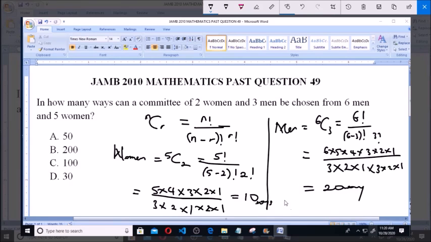Now therefore the committee of 2 women and 3 men can be chosen from 6 men and 5 women by multiplying the number of ways of getting 2 women from 5 women by the number of ways of getting 3 men from 6 men, which is 20, and this is equal to 200 ways. So therefore there are 200 ways to get a committee of 2 women and 3 men from 6 men and 5 women. So therefore the answer is 200, which is option B.